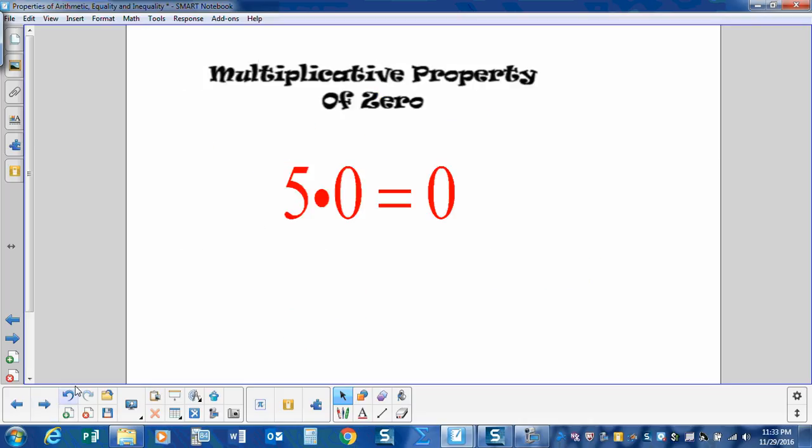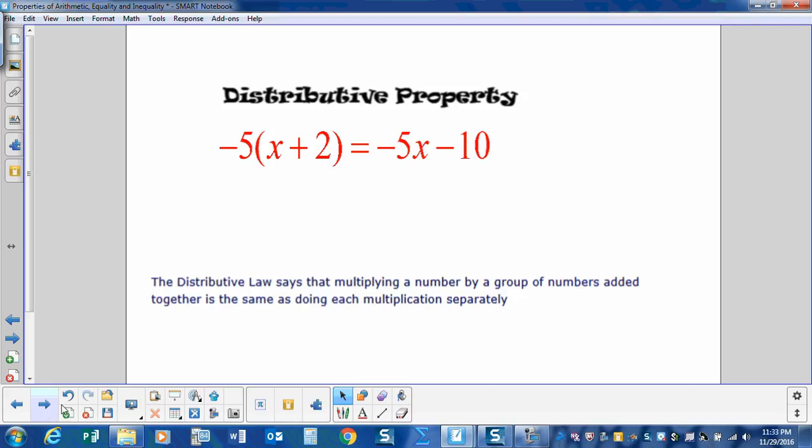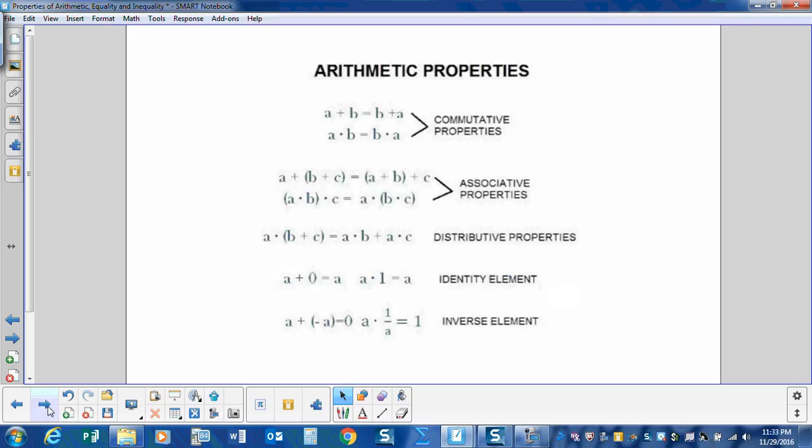The multiplicative property of 0 states that when we multiply a number by 0, we get 0. And the distributive property says that multiplying a number by a group of numbers added together is the same as multiplying each separately. So those are arithmetic properties: commutative, associative, distributive, identity, inverse, and multiplicative property of 0.